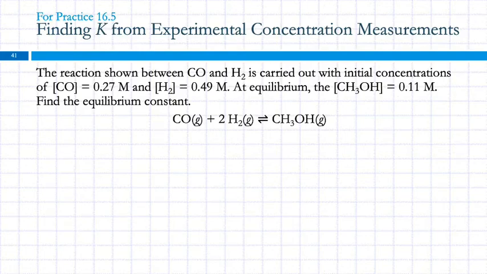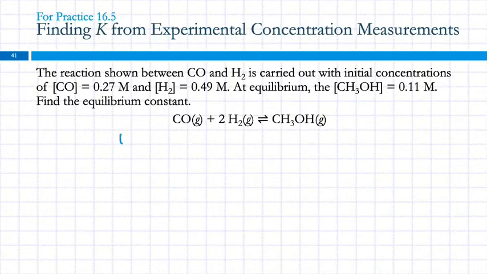Okay, let's do one with actual compounds. The reaction shown between carbon monoxide and hydrogen is carried out with initial concentrations of 0.27 and 0.49 molar. At equilibrium, the methanol concentration is 0.11 molar. Find the equilibrium constant. So we need to make an ice table. I like to use the balanced chemical equation as the top of my ice table, and so that labels my columns. So this is going to be the column for CO concentrations, for H2 concentrations, and for CH3OH.